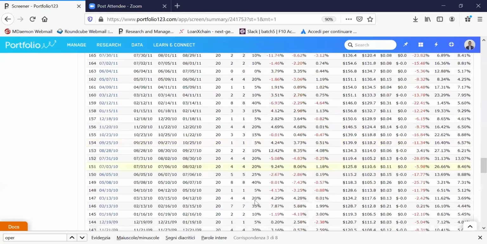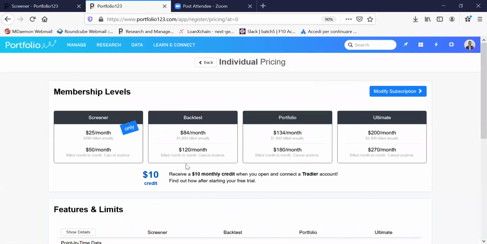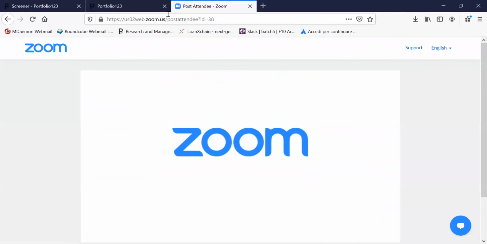Of course, you can backtest as much as you want, provided that you have the right subscription. With the lower subscription, you just have 5 years, and advancing, you can get more. With the new subscription, we are going to have 20 years for backtest and portfolio, and 5 for screener. And from now to the end of June, the maximum is 15 years. So I hope that was clear.